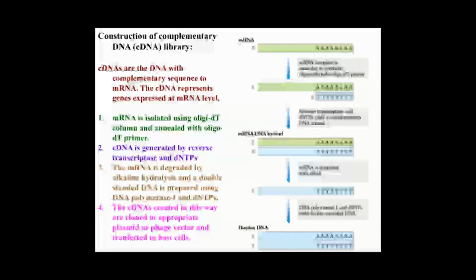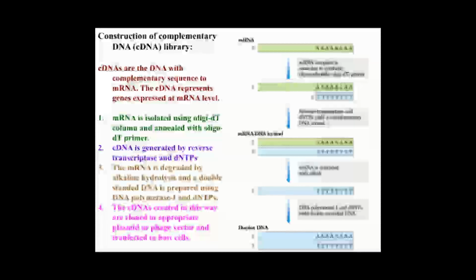This means that the cDNA represents the genes that are actively being expressed at the mRNA level in the cell. To start, we first isolate the mRNA, and we do this using an oligo-dT column. The reason for this is that the poly-A tail of mRNA binds specifically to the oligo-dT primer, allowing us to separate mRNA from other RNA types. Once isolated, the mRNA is annealed with an oligo-dT primer, setting the stage for reverse transcription.